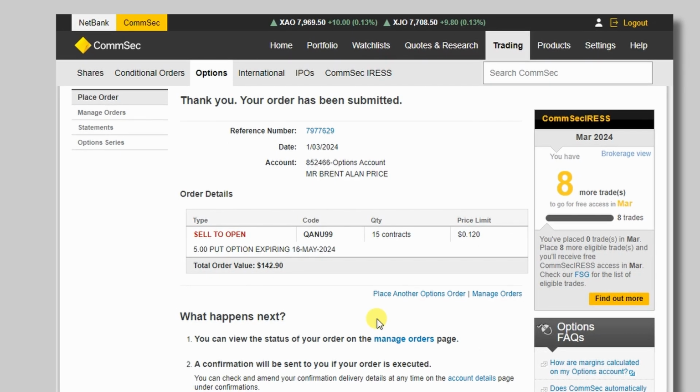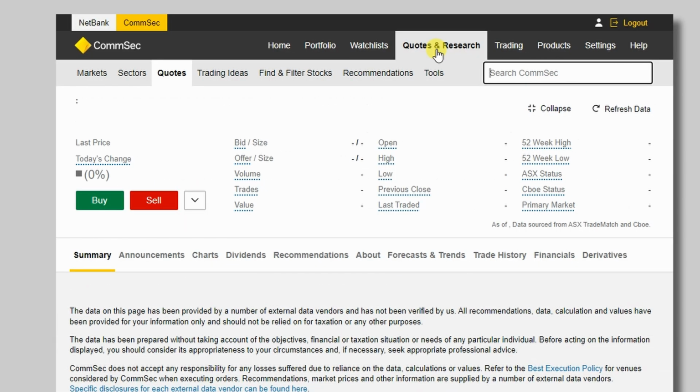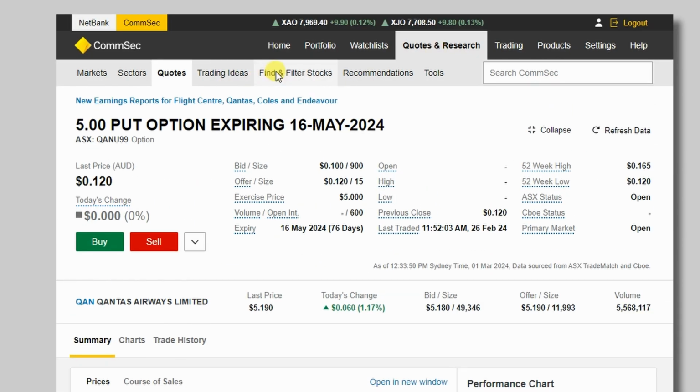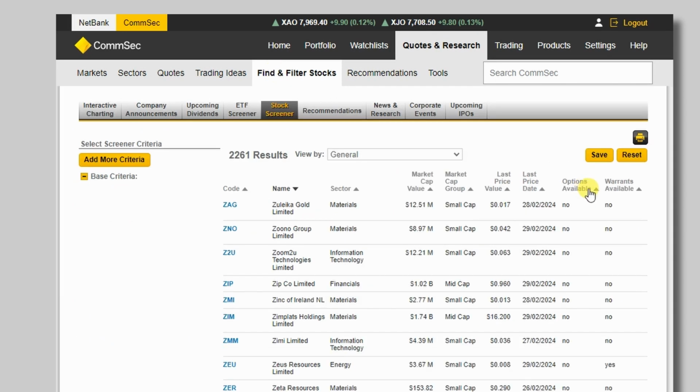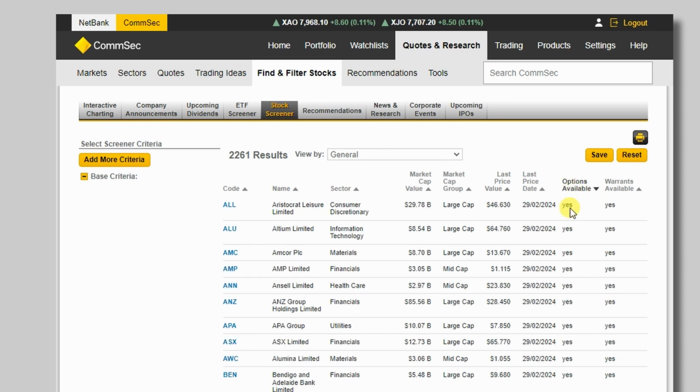Another way I like to sometimes find stocks to trade or put options to sell: I go into my quotes and research, I go into find and filter stocks, and then I search it by general, and then I click to make sure that the stocks I'm looking at have options available, because I only want to look at stocks that have options over them. And then obviously this shows me the market cap. These are all big stocks because they have options over them. Generally they're big stocks anyway, traded with a market cap of quite a few billion.